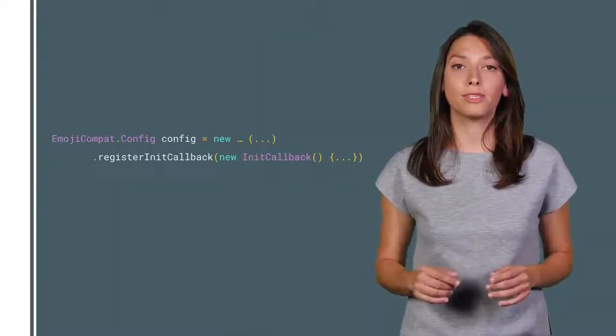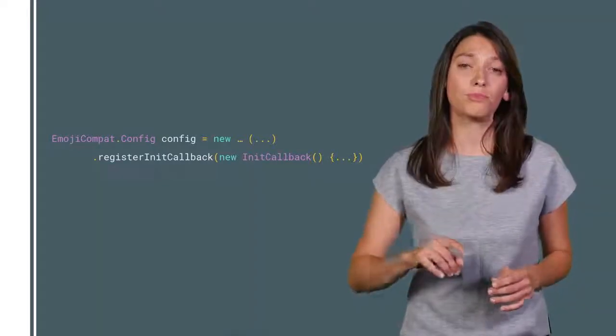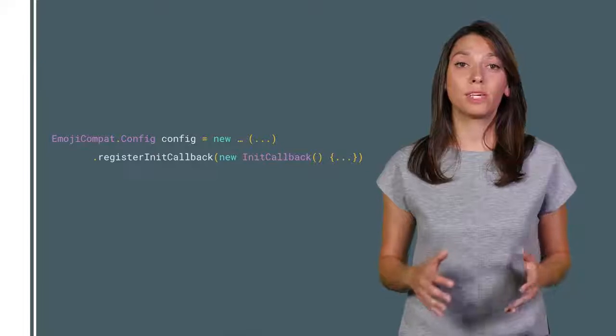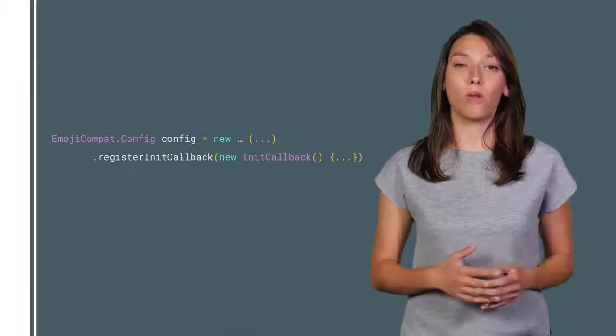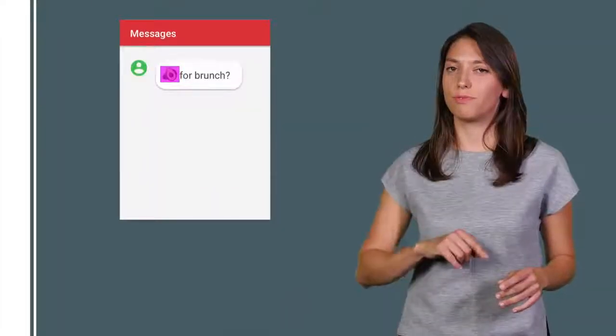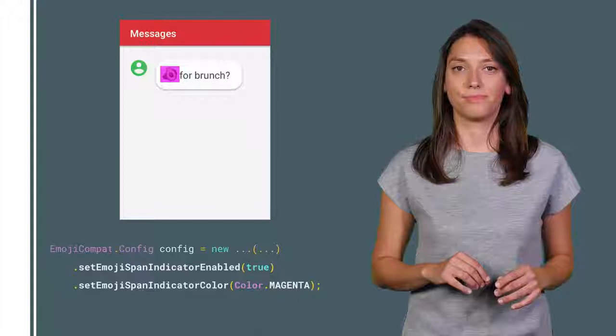Independent of the way you're using it, the initialization takes at least 150 milliseconds, even up to a few seconds, so you might want to get notified about its state. For this, use the register init callback method. Here's a pro tip for debugging. You can enable a span indicator like this.